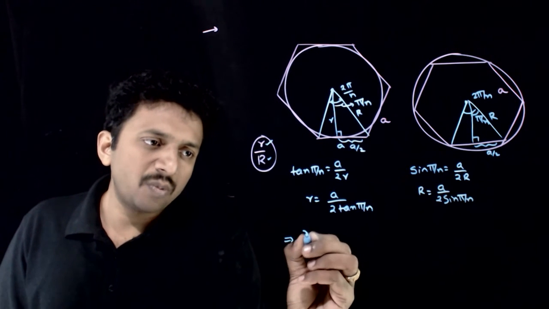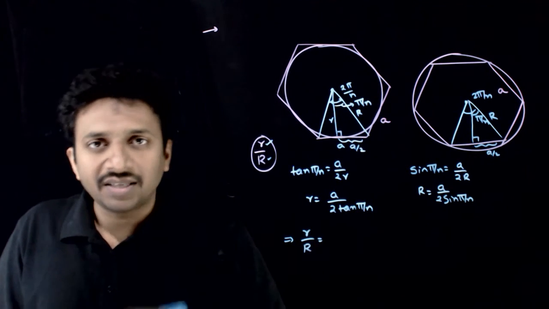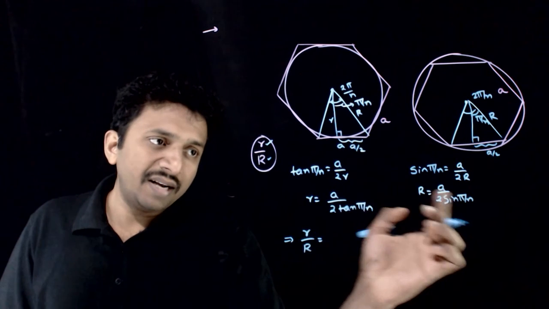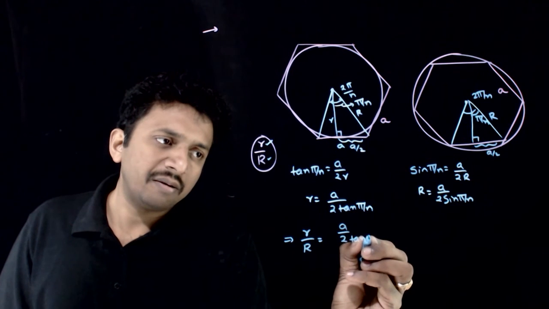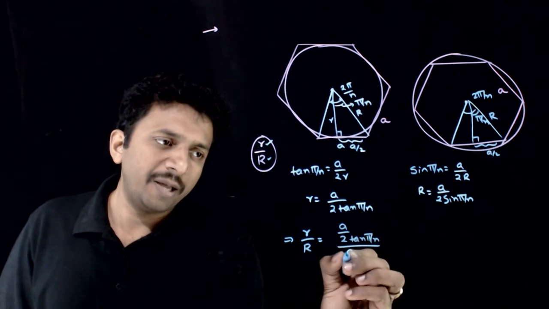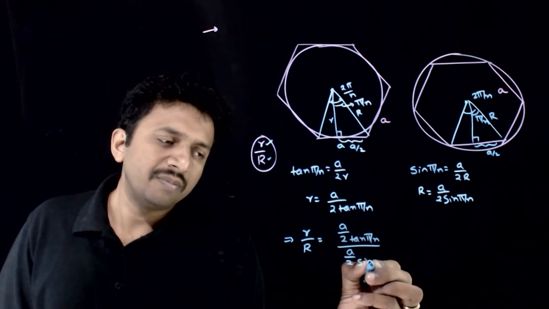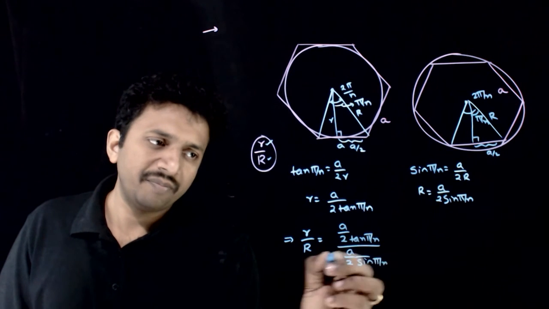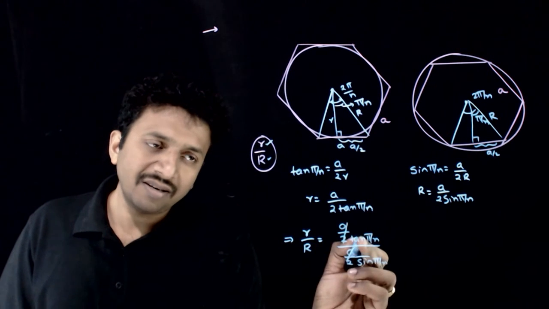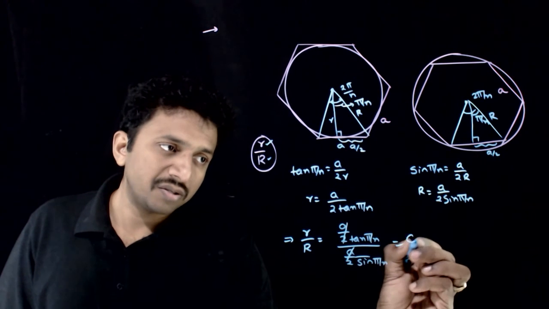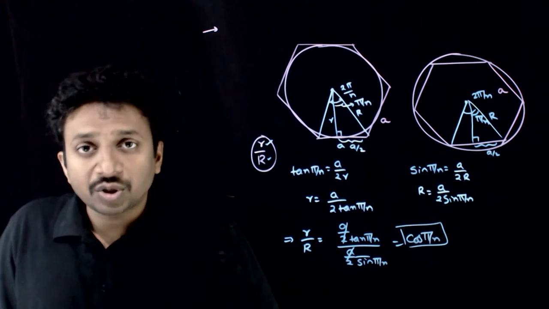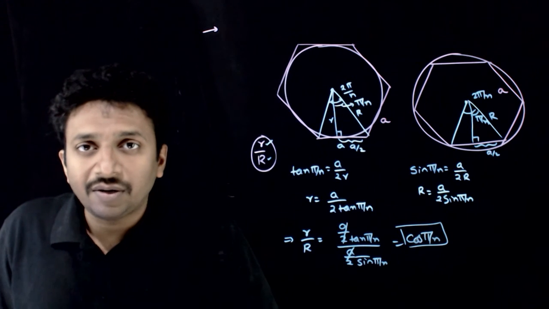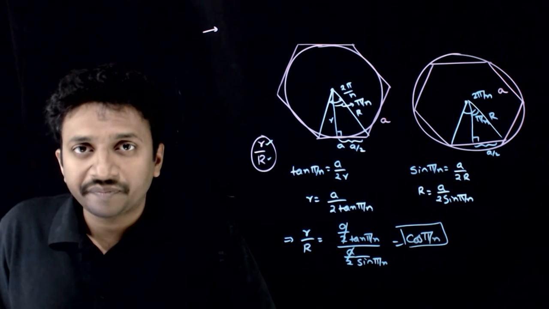So this implies small r by capital R is, if you divide these two, a by 2 tan pi by n divided by a by 2 sin pi by n. So a by 2 and a by 2 get cancelled. This becomes sin by cos, so you have cos pi by n. So small r by capital R is equal to cos pi by n.